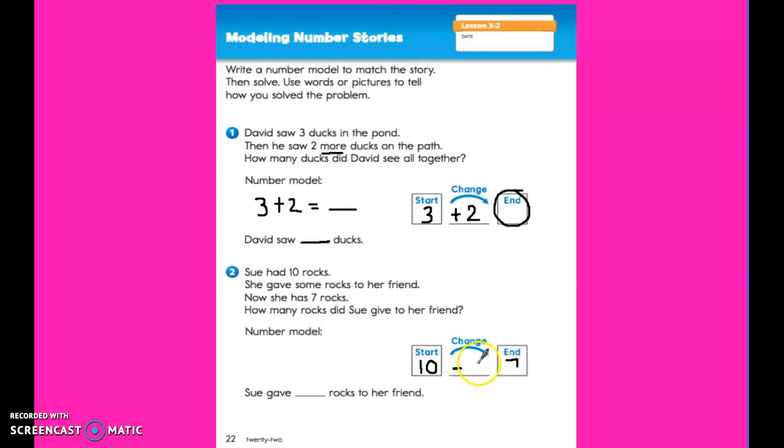So we don't know what that change is. You have to figure out 10 take away what number equals 7. So you're going to write that number on the line, and then your number model is going to be 10 take away. You need to figure out the number, and you'll equal 7. So back on Seesaw, I want you to solve that problem and then submit it.